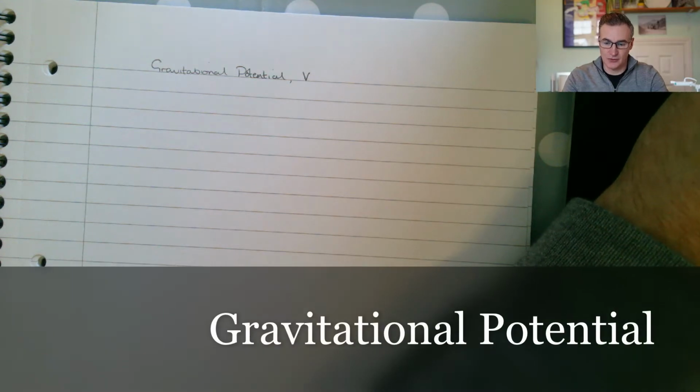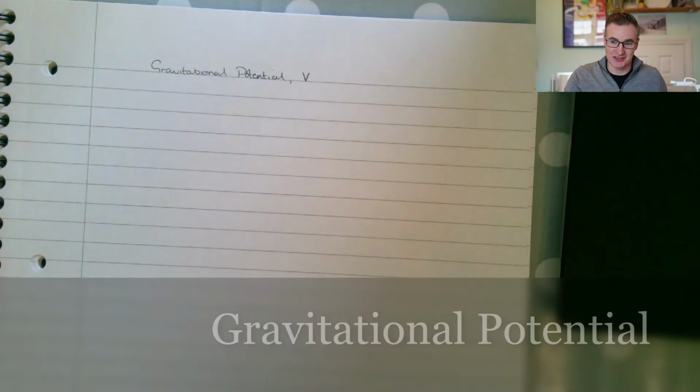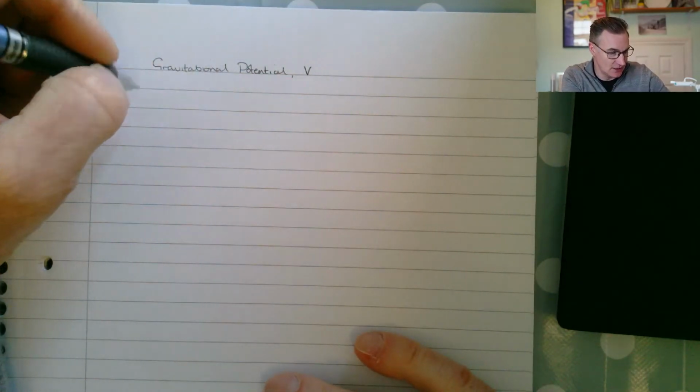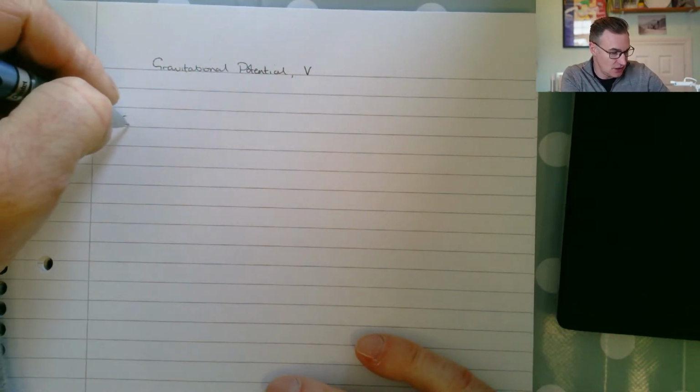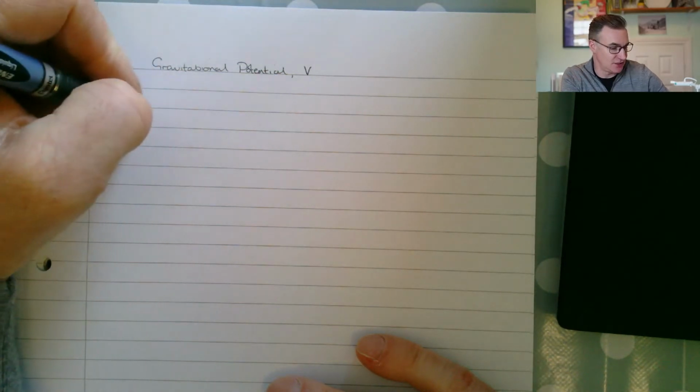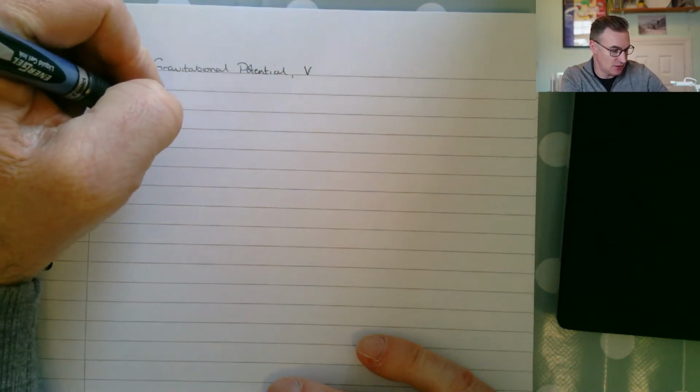So first of all, we have gravitational potential, although I'm not going to start with gravitational potential at all. I'm going to start with potential energy, and technically this would be gravitational potential energy, and what we had before was gravitational potential energy, EP, equal to mgh. Mass times gravitational field strength times height.